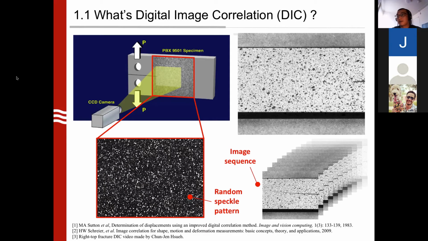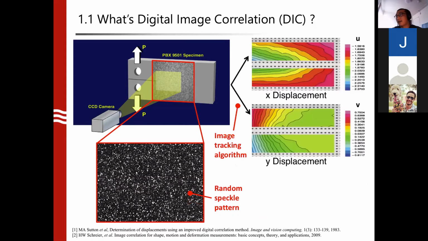So in the experiments, first you have some sample and you have some loading system. You paint some pattern. Usually it's a random speckle pattern on the top surface of the sample. You use a high-speed camera to record the images during the deformation. So you have some video like this, and you have the image sequence. And then you apply some image tracking algorithm.